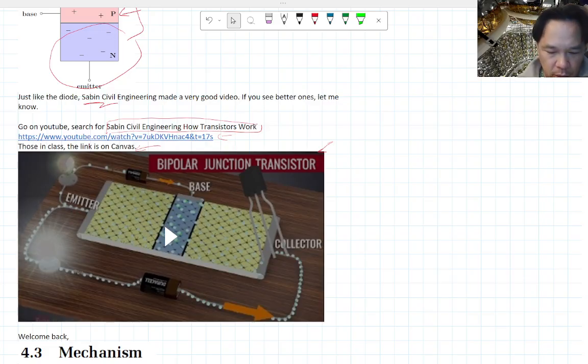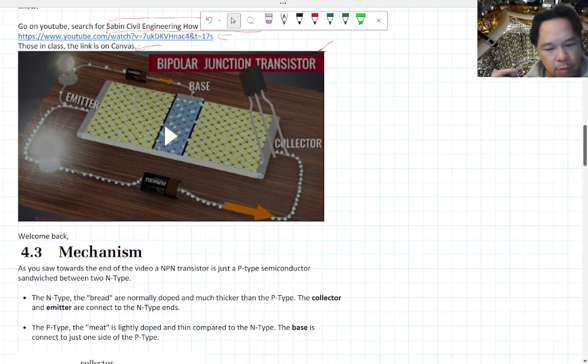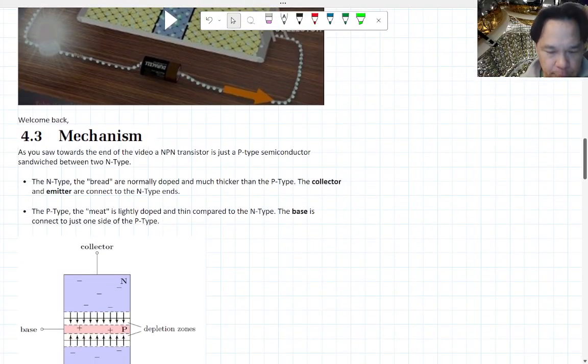Okay, welcome back. I'm going to switch the order in which the book covers this a little bit, because I think it skips to 4.2, which describes how it functions, but I want to talk about the mechanism first. So this is actually in section 4.3 in the book.